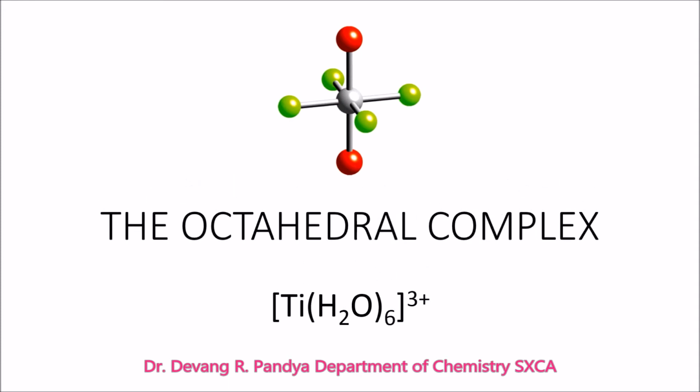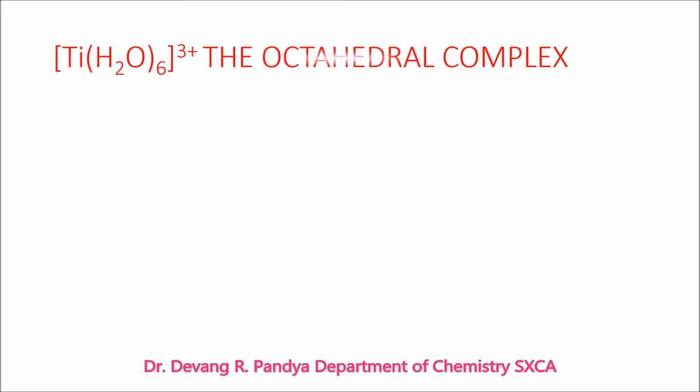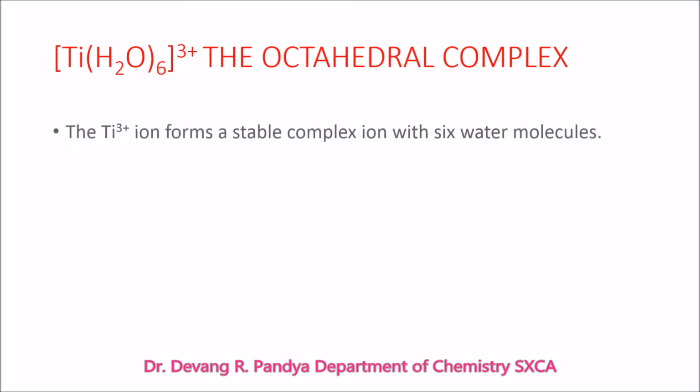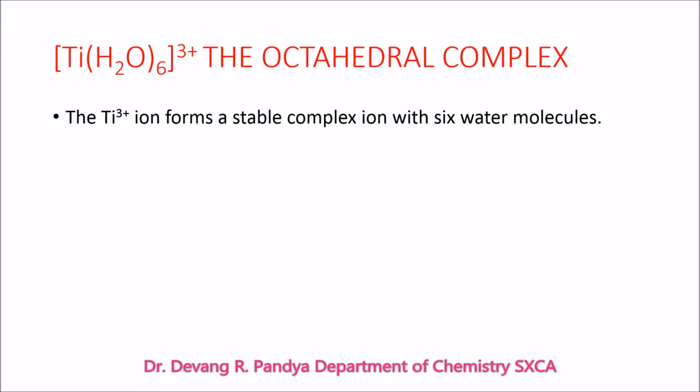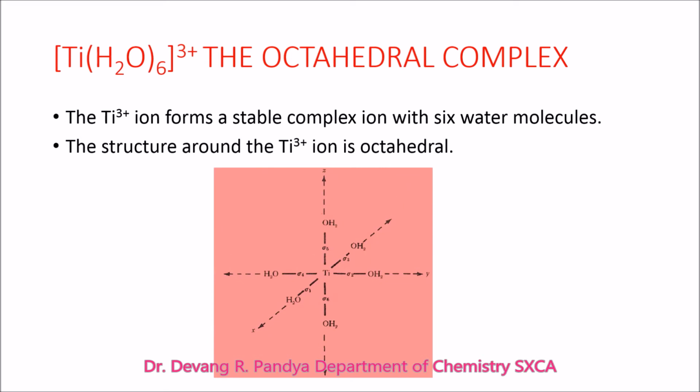The octahedral complex, we have the example of hexaaqua titanium(III). This octahedral compound contains titanium plus 3 and forms a stable complex ion with 6 water molecules. So the central metal ion is titanium plus 3, and the 6 ligands would be 6 water molecules. The structure around the titanium plus 3 is octahedral. As you know, 6 ligands approaching the central metal ion result in octahedral geometry, either d2sp3 or sp3d2 hybridization.